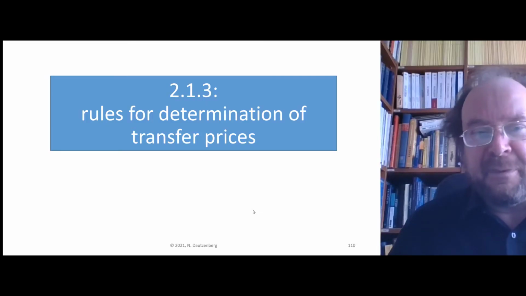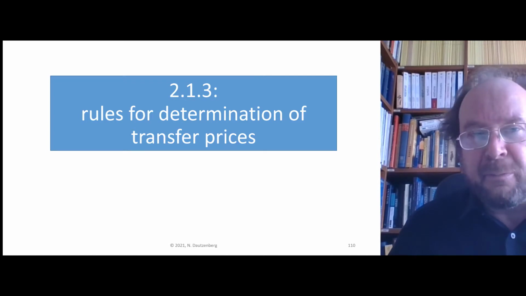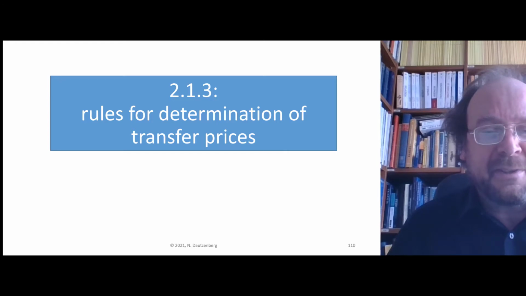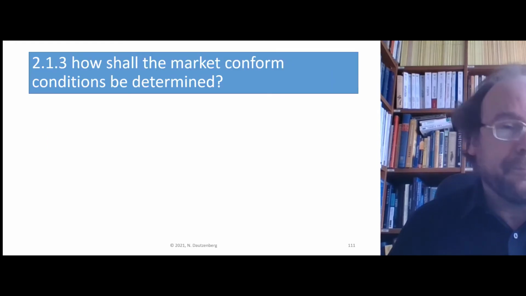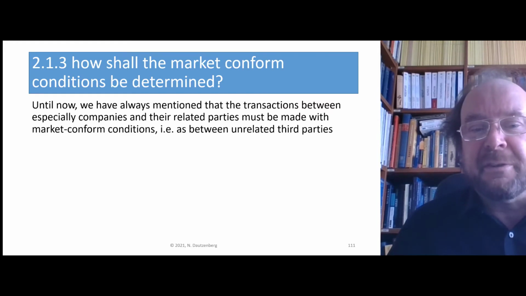Hello everybody, welcome back. This is now something on the determination of transfer prices. Until now we have always talked about what happens if the price in a contract between two enterprises which are related to each other does not correspond to market conditions. But now we have to talk a bit about how can we find out what market conditions are. And let's begin with that. How shall the market conform conditions be determined?